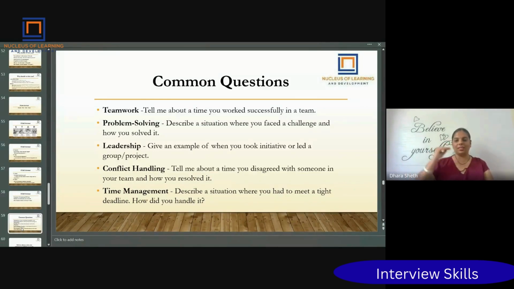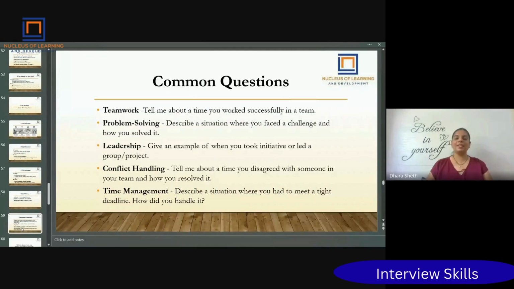It does not always come in the form of question 1, question 2, question 3. You are describing a project, talking about a technical thing or a life experience, and suddenly they ask you to elaborate on a situation. Problem solving, where you faced a challenge and you solved it. Leadership, when you took initiative or led a group or led a project. Conflict handling, where you disagreed with someone and you resolved it.